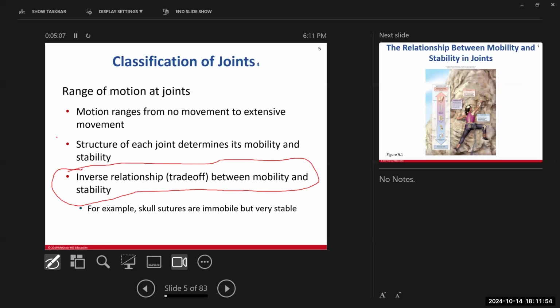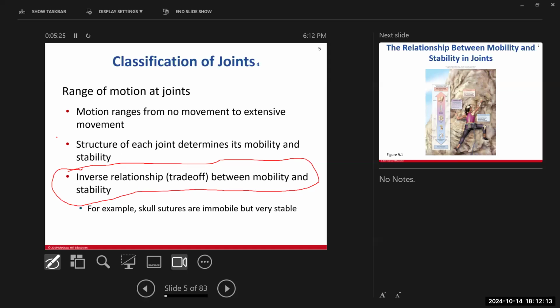An inverse relationship. We saw another inverse relationship back in chapter 2. Remember we were learning about pH? As the pH value decreases on our pH scale, so you have a solution that has a pH of 2 or 3, the hydrogen ion concentration increases.